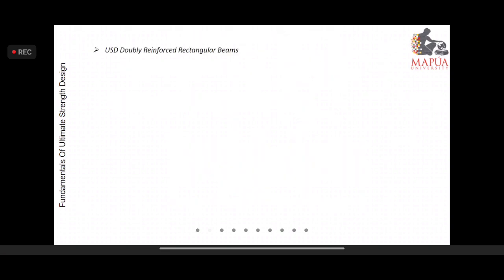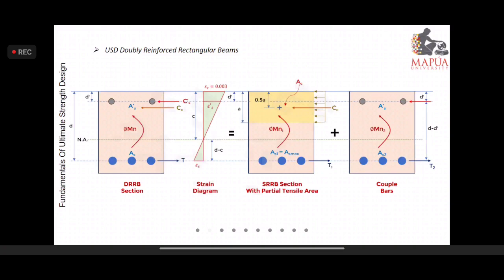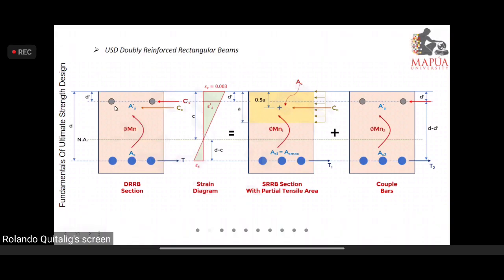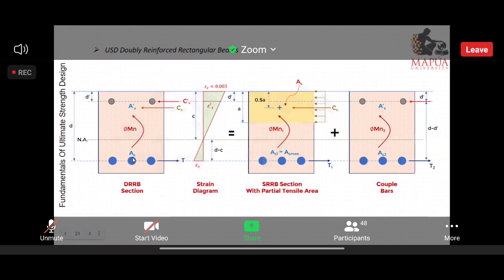So for the doubly reinforced rectangular beams, do not get overwhelmed with this one. Allow me to set things first in clear perspective. This will be tension bars. This will be compression bars. This is normally set as AS. This is naturally set as AS prime. This will be T. This will be C sub C for the compression bars, and this will be C prime for the compression bars.